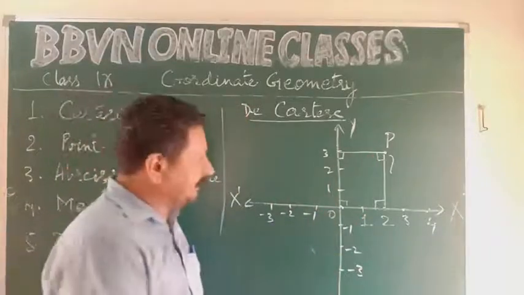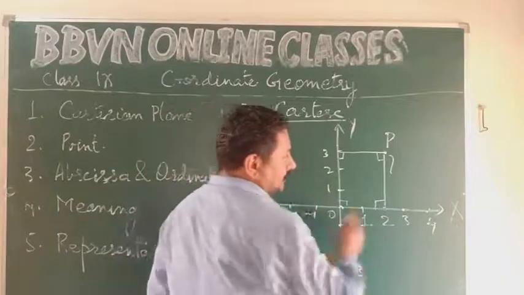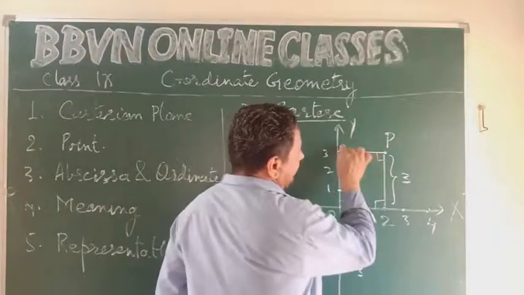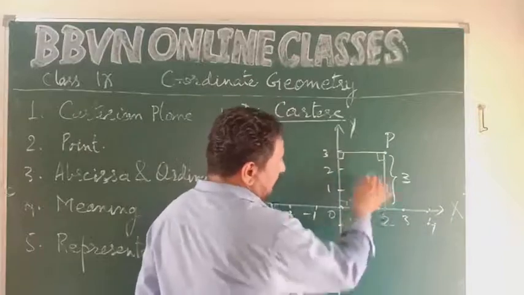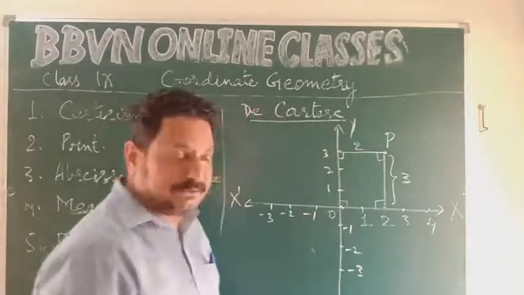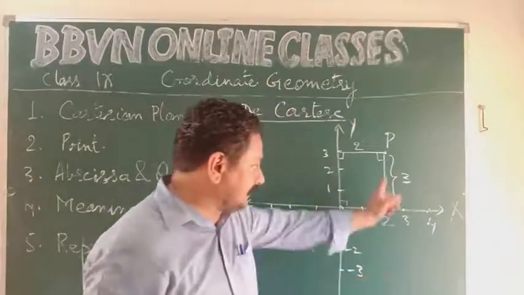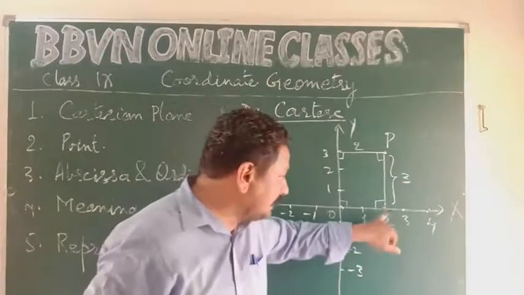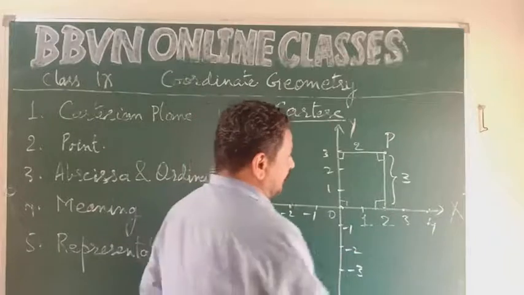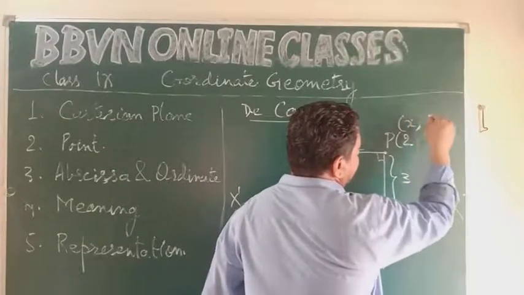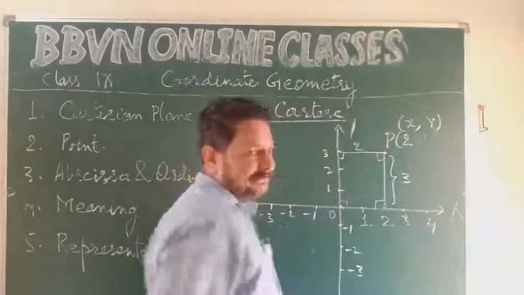So opposite sides will be equal. What is this length? 3 units. So this length will be equal to 3 units, and this length will be equal to 2 units. Understood? So this perpendicular touches the x-axis at some point. What is the value there? 2. So the x-coordinate of the point will be 2. A point is always represented as x and y.